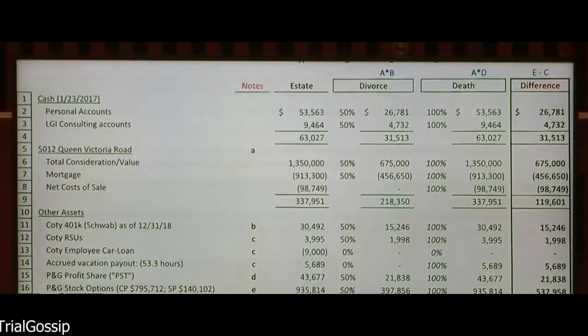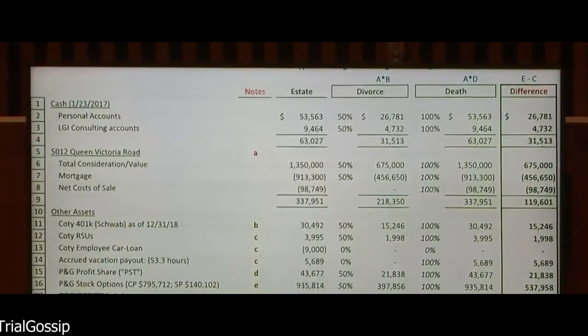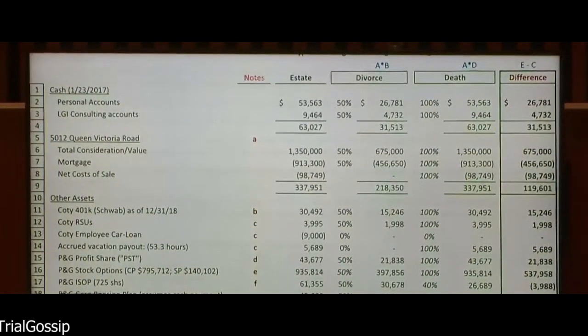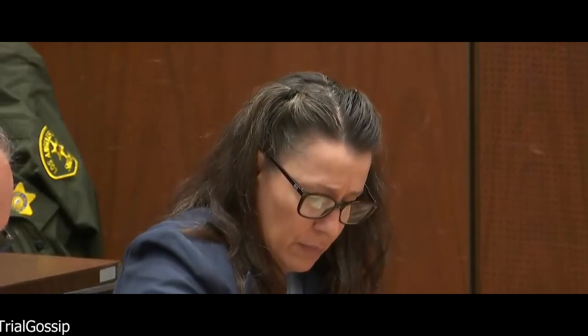Okay. So the home was sold for $1,350,000? Yes. And they owed a mortgage on the house of $913,300. That's correct. Plus there were costs of the sale, as we talked about previously, of $98,749. Yes.